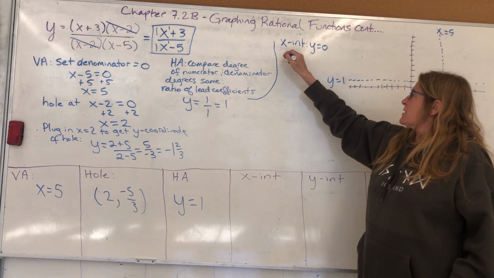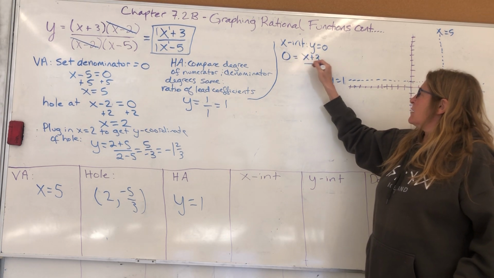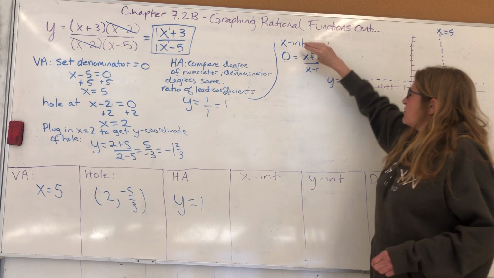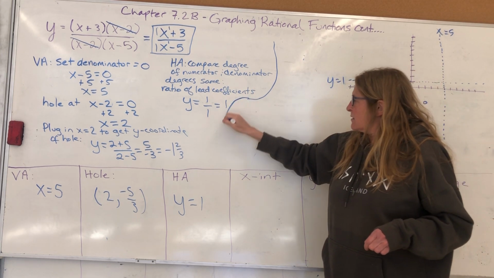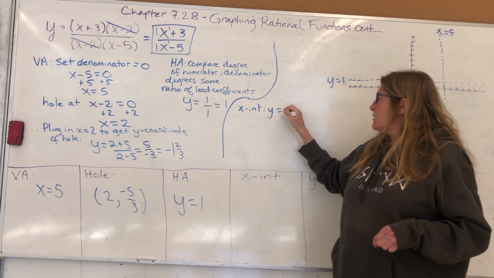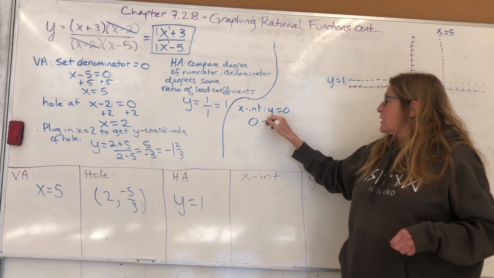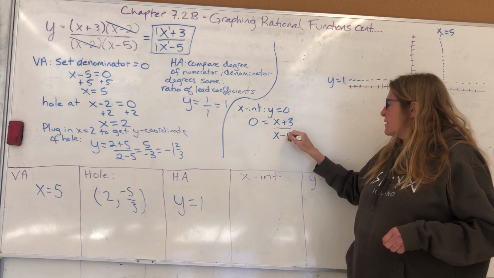So let's make y 0. 0 equals x plus 3 over x minus 5. Actually, there's not enough room here, sorry. Let's do it down here. An x-intercept is where y equals 0. So I'm going to say 0 equals x plus 3 over x minus 5.